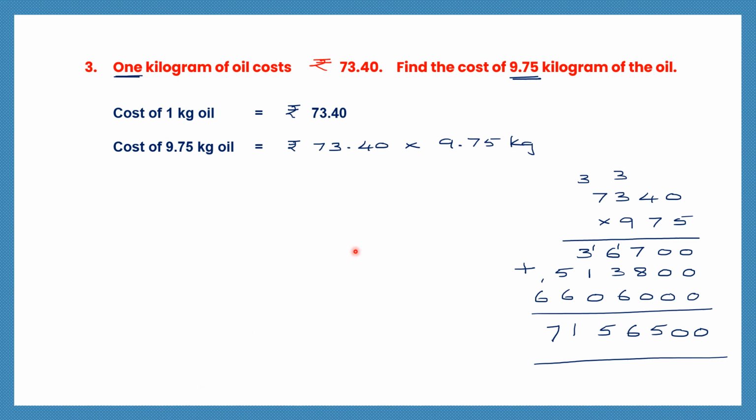Now let's go back to the question. Now there are decimal places here. Let's count how many. Here 1, 2. So that's 2 decimal places. Here also there are 2. So that's 2 plus 2, 4 decimal places. That means our answer should have 4 decimal places. So starting from the right, moving towards the left, let's count 4 places. 1, 2, 3, 4 and the point comes here. So what is our answer? 715.6500. We can leave out the zeros.